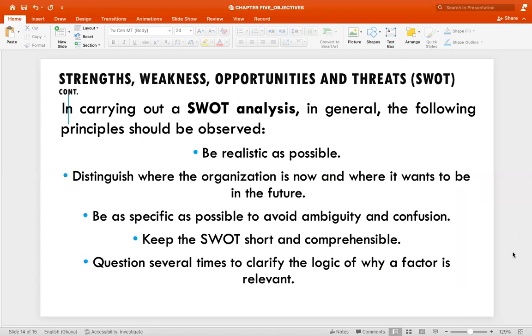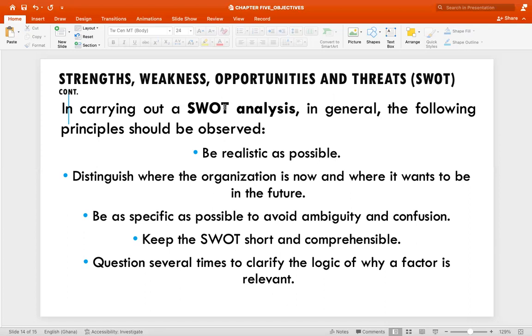In carrying out a SWOT analysis in general, the following principles should be observed. Be as realistic as possible. You will determine what your strengths are and what your weaknesses are. If you choose to deceive yourself, that is your own problem. And don't forget, we said it should be done by comparing yourself with your rivals. So if there is a rival company that can do something better than you, and yet you claim that is your major strength, then you're deceiving yourself. So the point is, be realistic as much as possible.